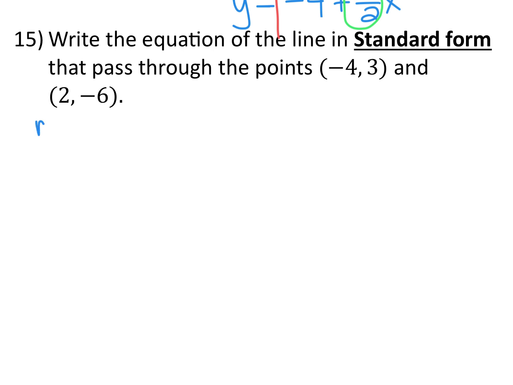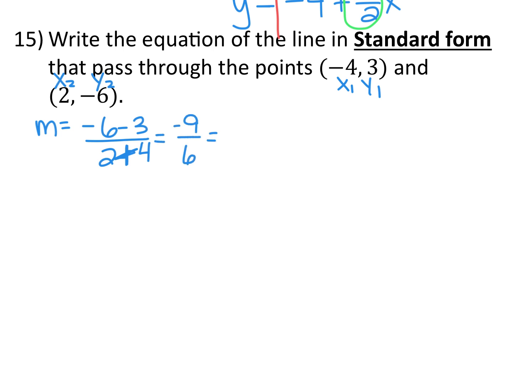So I'm going to start with my slope. Well, let me label these first. Let's start with that. x1, y1, x2, y2. So I have negative 6 minus 3, y2 minus y1, over 2 minus a negative 4, which is x2 minus x1. And I know a negative right here, this is going to become a big plus. So I have negative 9 over 6, which simplifies to negative 3 over 2.